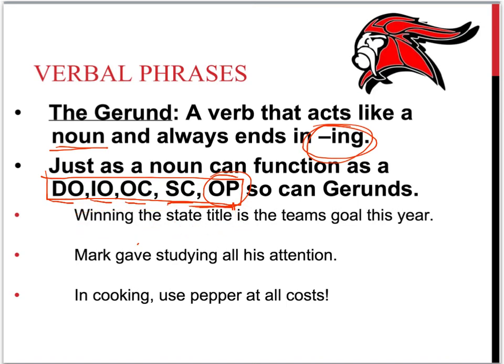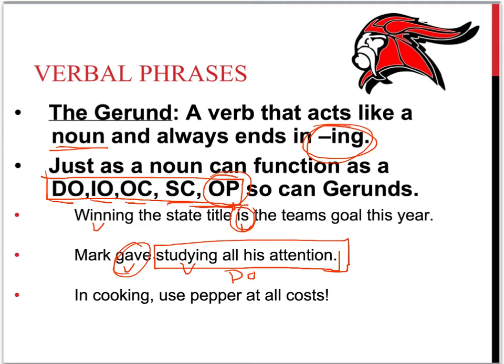If you look at the next sentence, Mark gave studying all his attention. Mark gave what? Well, studying all his attention. Obviously that's a direct object, but you don't need to know that. Just be able to identify that this is the gerund phrase. Why? Because this is your main verb, just like is was your main verb. Winning wasn't your main verb. Studying isn't your main verb. These are your main verbs.